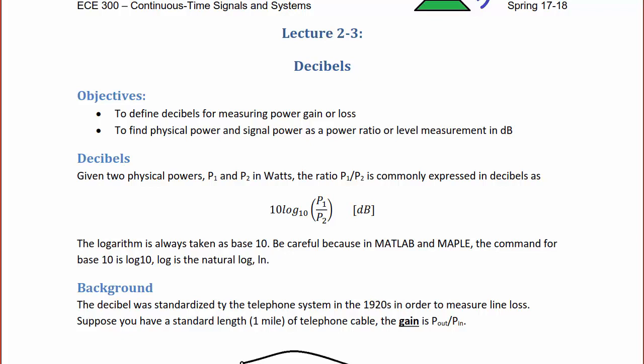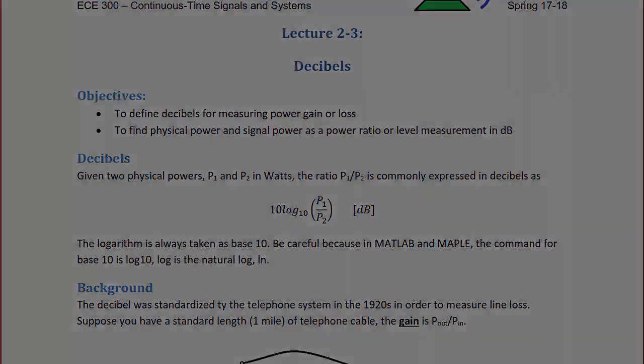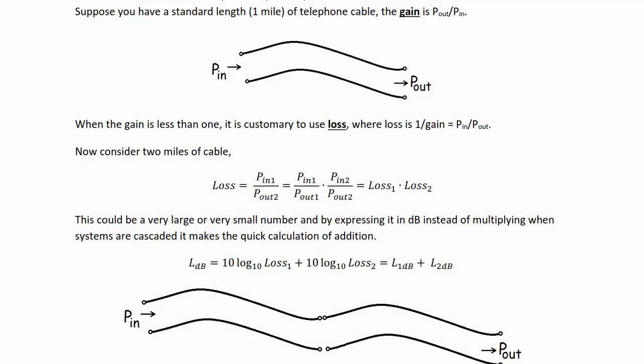Background. The decibel was standardized by the telephone system in the 1920s in order to measure line loss. Suppose you have a standard length 1 mile of telephone cable. The gain is P out over Pin. When the gain is less than 1, it is customary to use loss instead of gain, where loss is the reciprocal of gain and is Pin over P out.